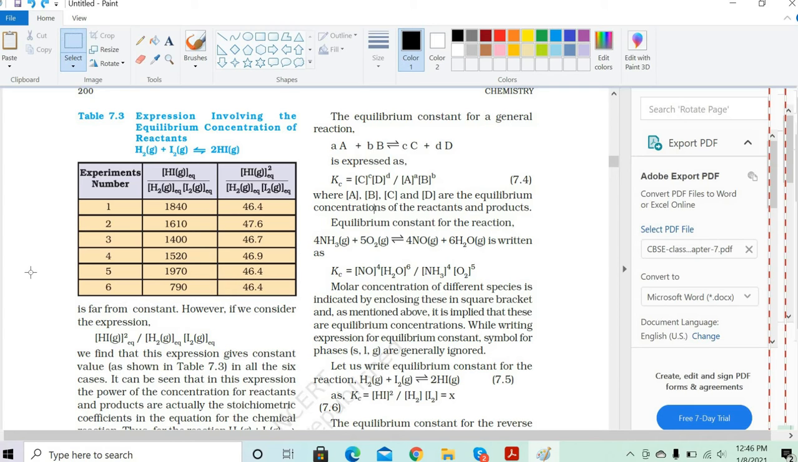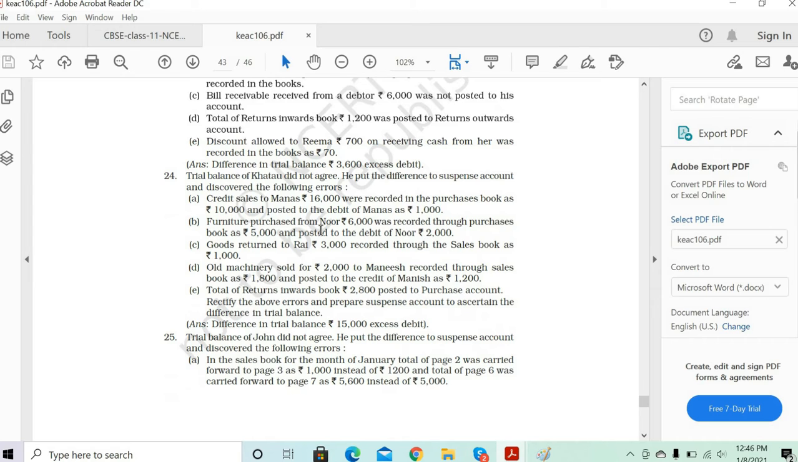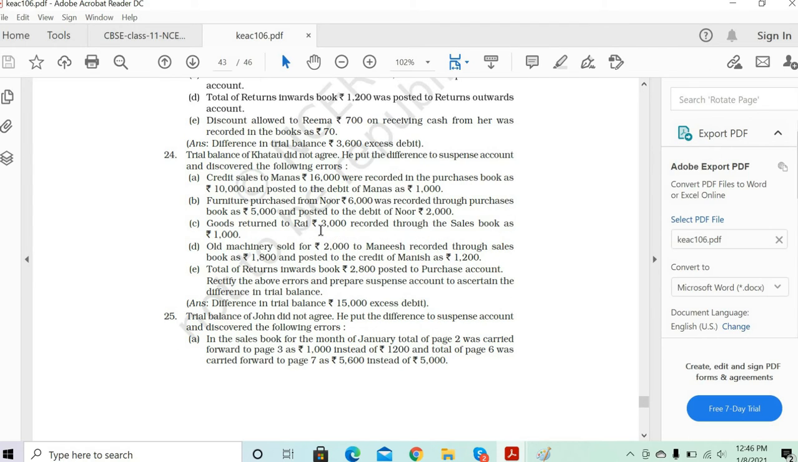Now the D part. B part is not clear? No, sir. Okay, so what have you written for the B part? Let me check what you have written. Can you explain through the sales book the credit of Manish of 12,000? Suppose the credit was not given, so what will be the entry for this part?